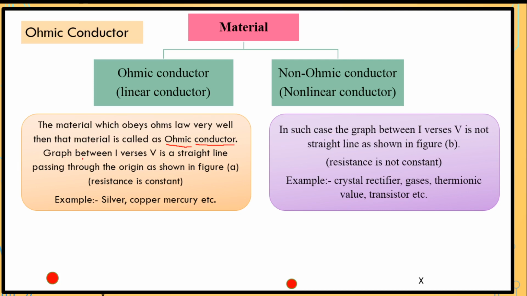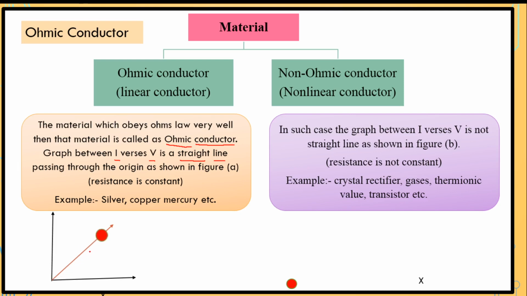Suppose we plot the graph of current versus potential difference. That graph is a straight line, so we will get only one value of slope. So it is a straight line passing through the origin, as shown in figure A.